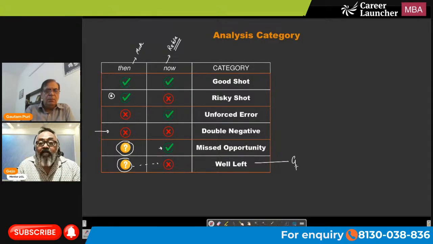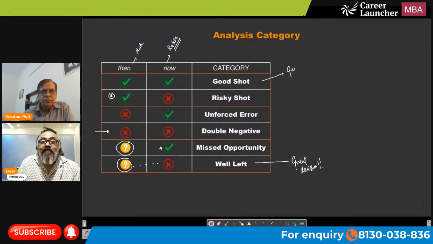So this is amazing. This is a great decision. This is a great decision. This is of course a great decision. This is a risky decision, but you just have to evaluate whether the risk is working in your favor. This is a bad decision. Well, you missed an opportunity. This is really a bad decision.